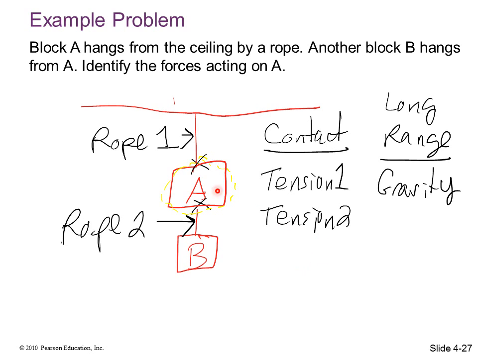So here's my drawing. Here's A, and hanging from it is B. I did the little schema circle around it, the dotted line to see what's touching it. You'll notice something's been added. There's two ropes, so now you have to identify the rope by labeling rope 1, rope 2. Those are my contact forces because they're touching block A, and then I have a long-range force of gravity at work. So let's go ahead and move on to seeing how the free body diagram looks.